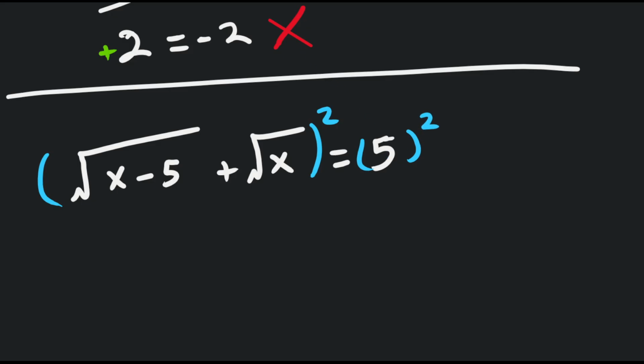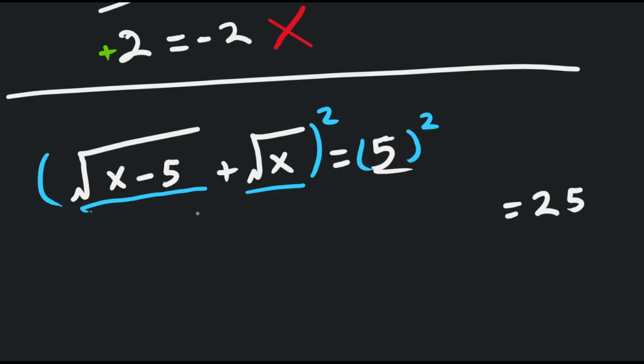So let's raise both sides to the power of 2. We already know what the right side is: 5 squared equals 25. Let me write that here. We'll need a lot of space because we are raising to the power of 2 this binomial over here, radical x minus 5 plus radical x. We have two terms, 1 and 2.